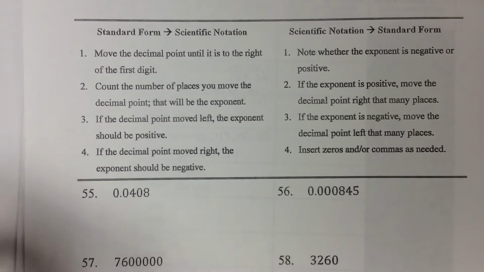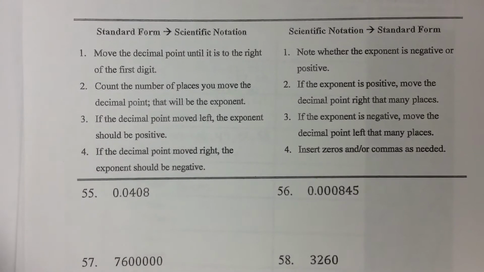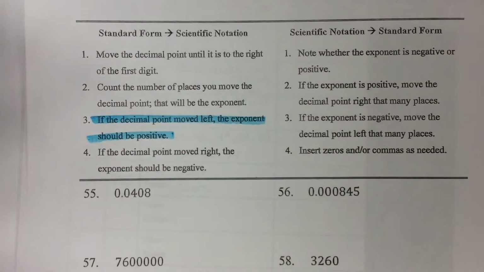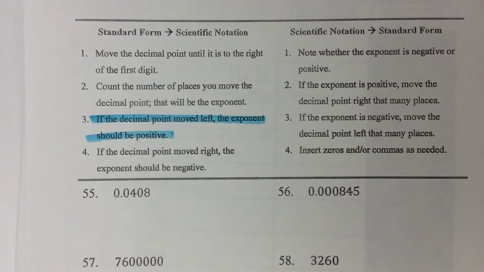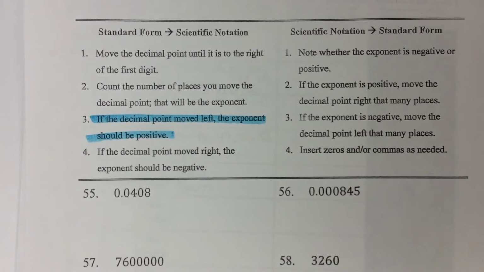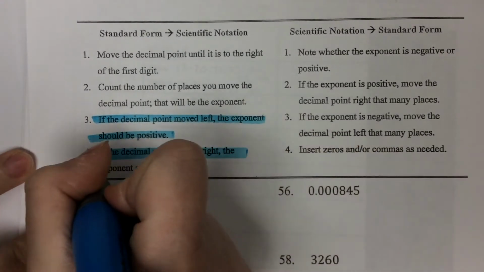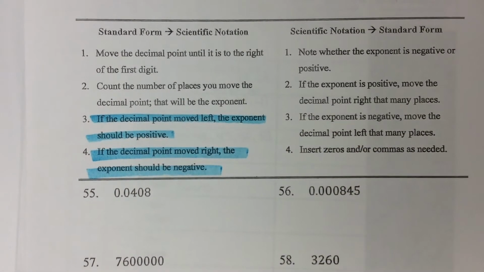All right. If the decimal point moved left, the exponent should be positive. I want you, if you have a highlighter, to highlight this part. If you go left, it should be positive. And that's a little weird because a lot of people think if you move left, shouldn't it be negative because you're moving in a negative direction? Well, if you're going from standard form to scientific notation, it's the opposite. And if you move to the right, you go negative for your exponent.